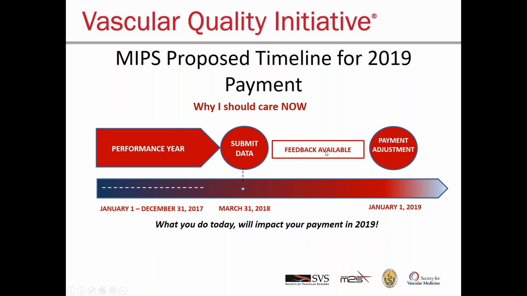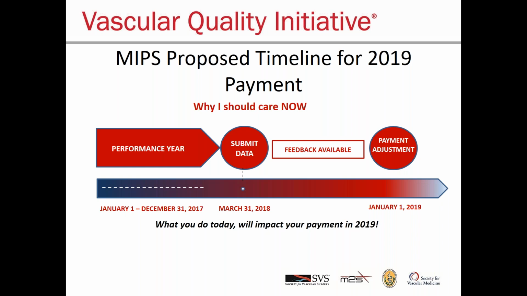CMS by law owes every physician a feedback report on their performance in the summer of 2018. So less than a year from now, they will owe each physician a report. And that will help you to adjust your activity in 2018, because once 2017 is over, there's nothing you can do to fix your performance before the payment adjustment. So that's unfortunate, but that's the way the system is set up.